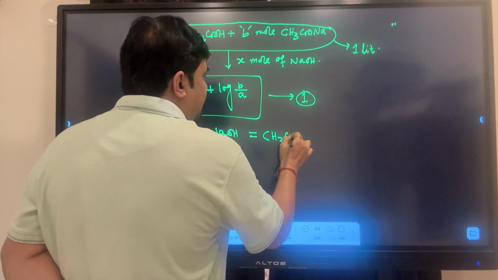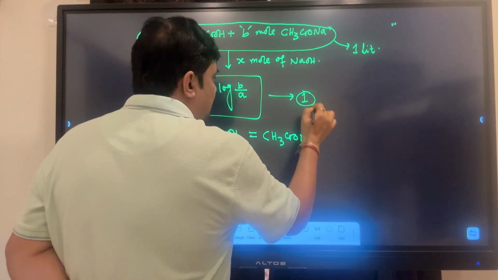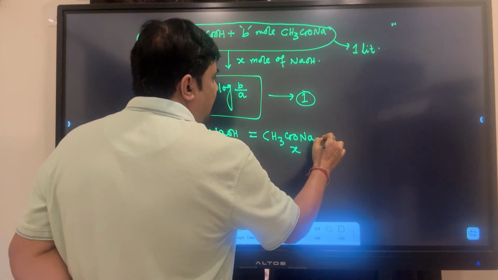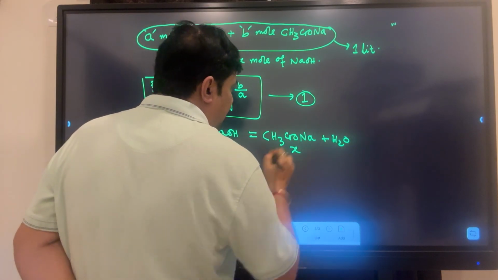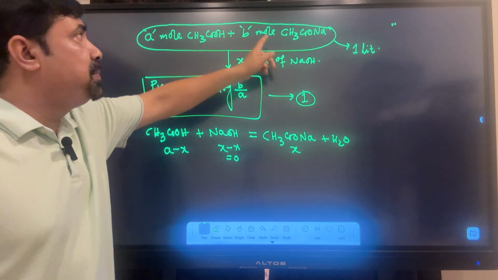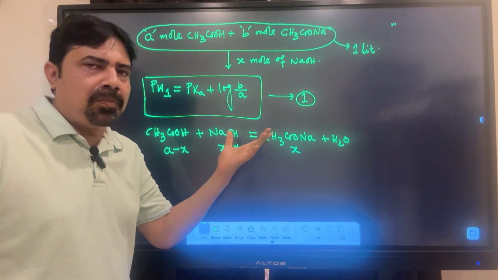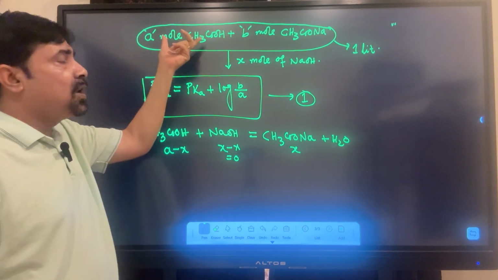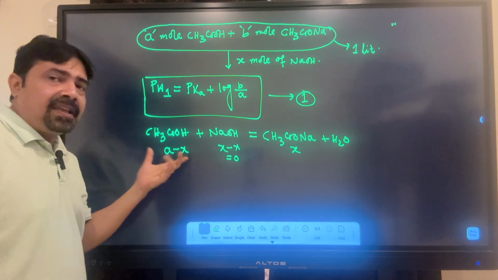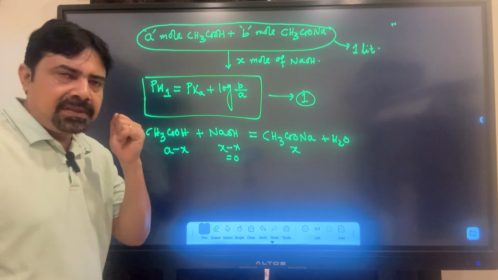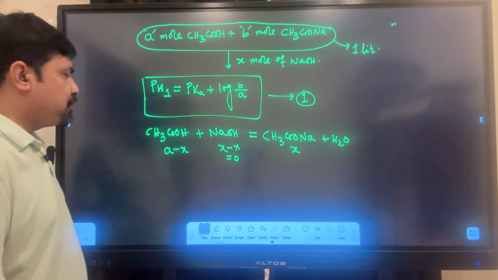Acid and base reaction means salt and water. Then here we will get the salt. Which salt will we get? Sodium acetate. How much amount? x amount, along with water. Initially my salt was there, b mole per liter. Now additionally x amount is formed. Whereas initially my acid was a mole per liter, now it is a minus x. Both the concentrations are changing.